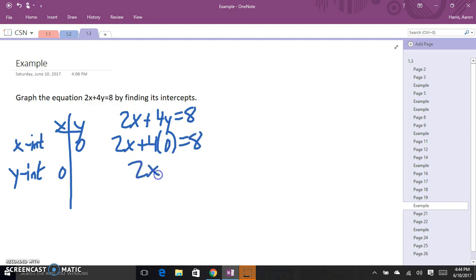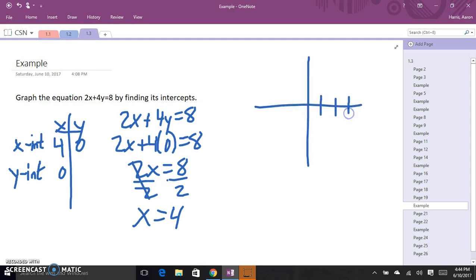So we have 2x equals 8. 4 times 0, of course, is 0. So we have x equals 4. So our x-intercept is (4, 0). There it is right there.